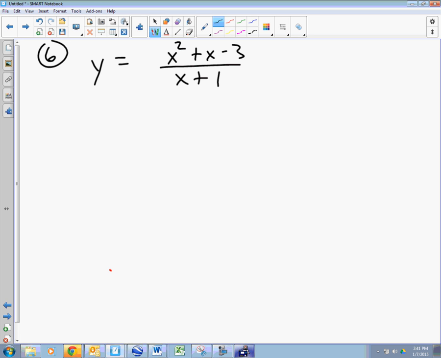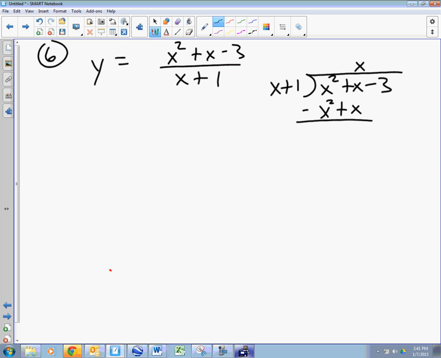So, does this divide evenly? No, you're not going to be able to factor out an x plus 1 and cross it off. So I'm just going to divide it. x plus 1 goes into x squared plus x minus 3. What do you multiply x by to get x squared? No. Synthetic causes problems when you use it in these situations. We're going to refrain from using synthetic division.